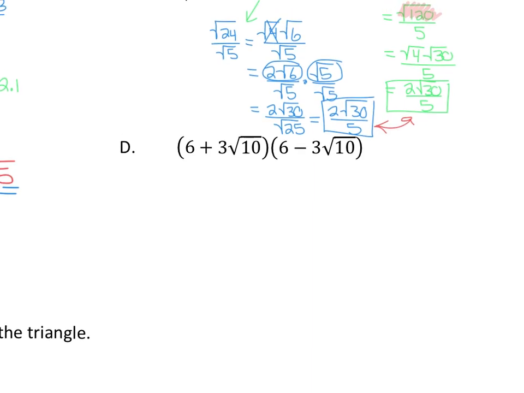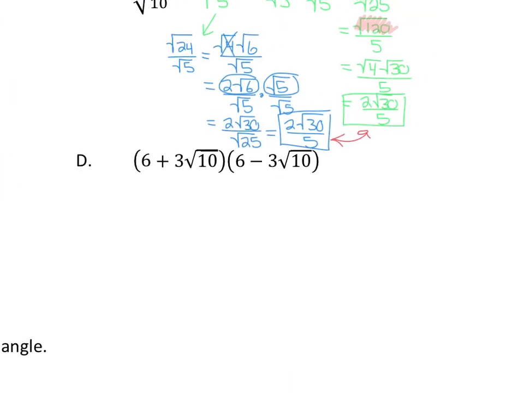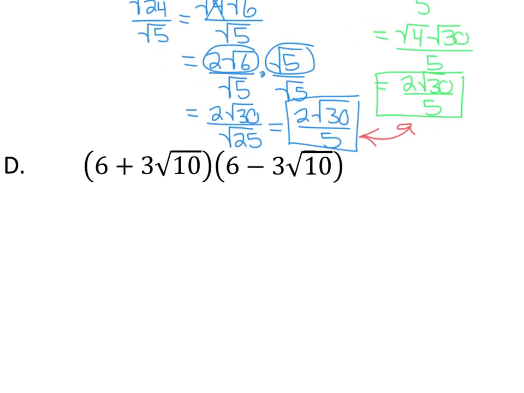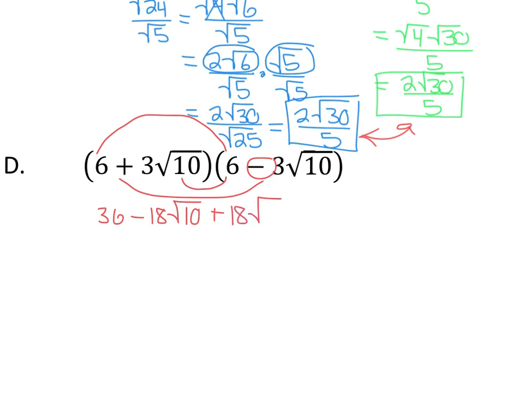All right, so looking at example D. I have a binomial times a binomial, so that is good old FOIL. So 6 times 6, my first, is 36. Outside, 6 times 3 root 10 is going to be minus 18 root 10, and minus because I didn't say that minus in front of there. Inside is going to be plus 18 square roots of 10, and then last times last is going to be minus 9 square roots of 100.